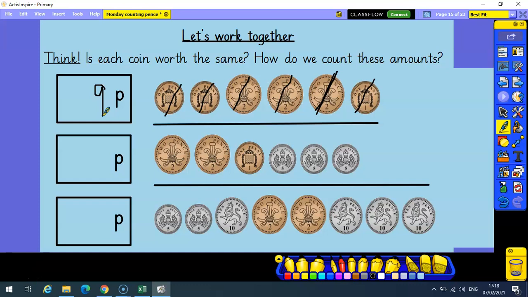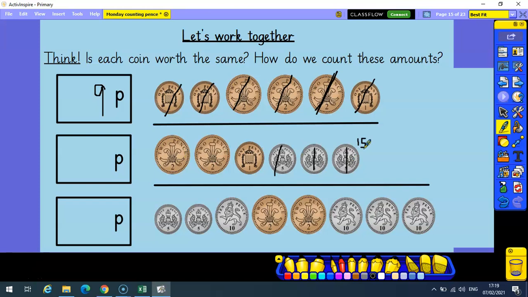Sometimes I need to write down little clues to help me, so I'll show you how to do that. So I've got some 2p's, a 1 penny and some 5 pences. Which one of these coins has the largest value? Yes, the 5. So I'm going to count the 5s first. 5, 10, 15. They're worth 15. And then these are both worth 2.